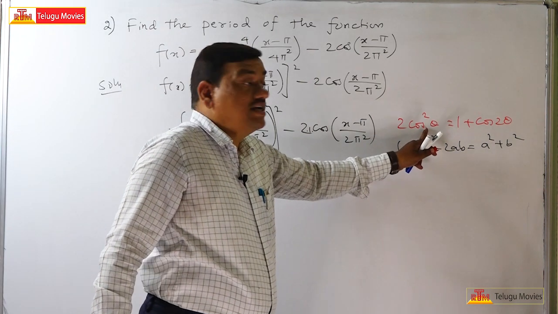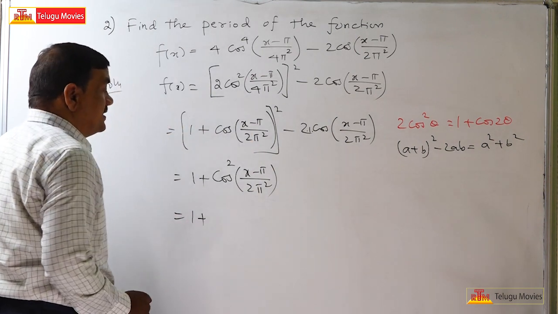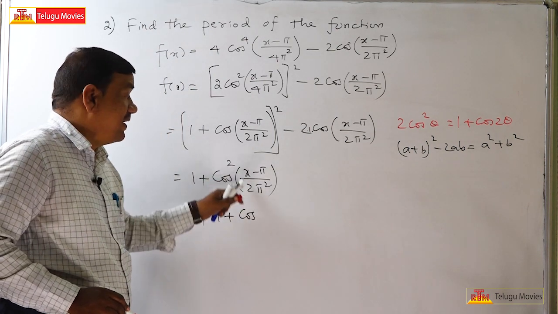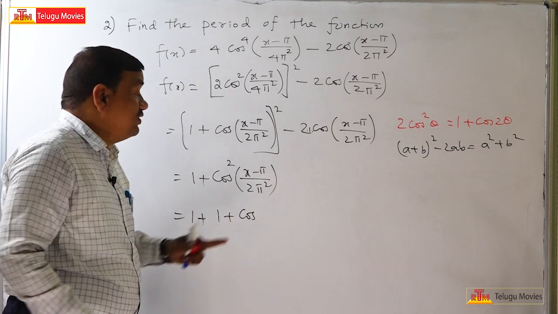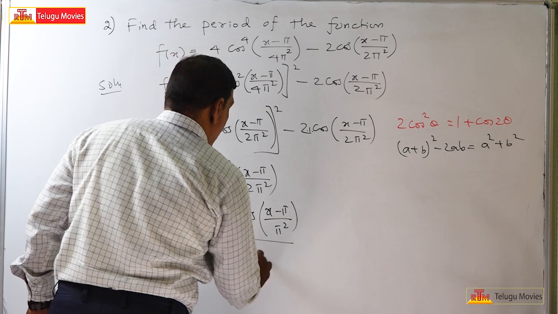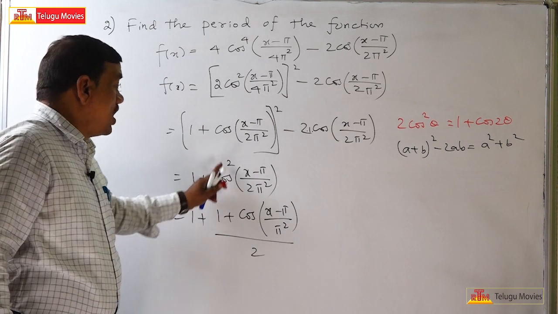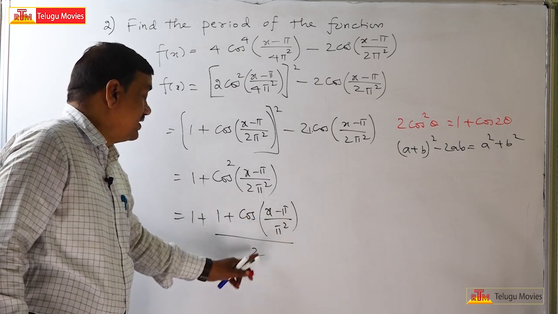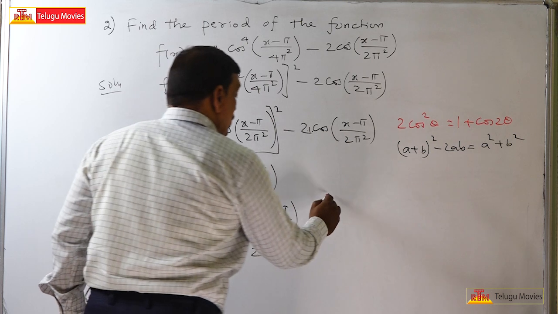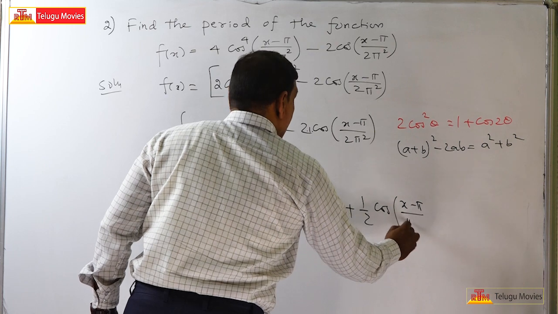Again cos square theta is equal to 1 plus cos 2 theta by 2. So this is equal to 1 plus, already 1 is there, 1 plus cos 2 theta, where 2 theta means you have to multiply the whole theta with 2. The 2 cancels, giving x minus pi by pi square by 2. So separate it: 1 plus 1 by 2, which is equal to 3 by 2 plus 1 by 2 cos of (x minus pi by pi square).